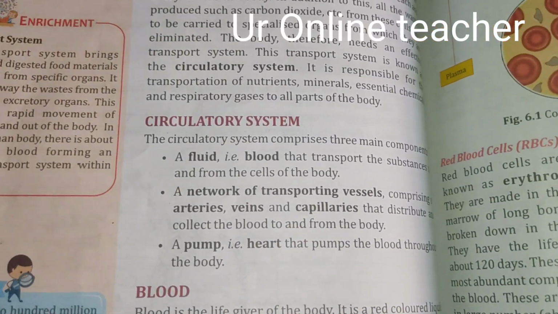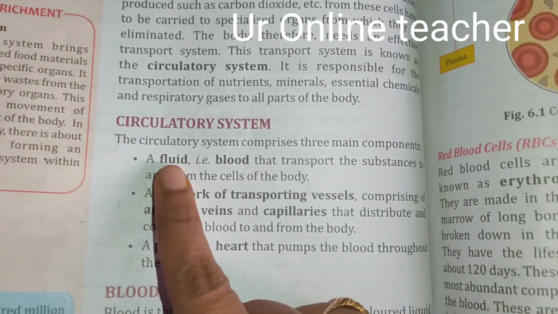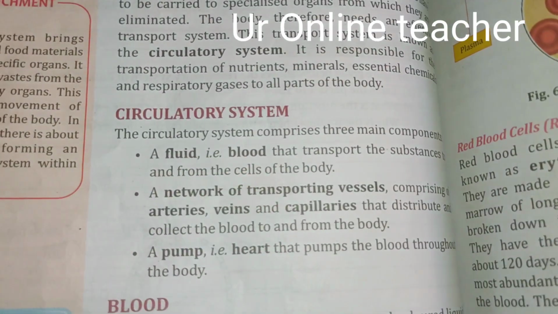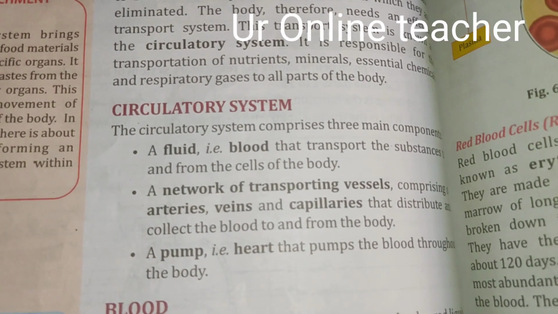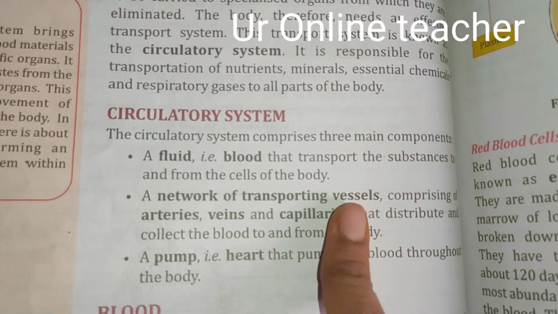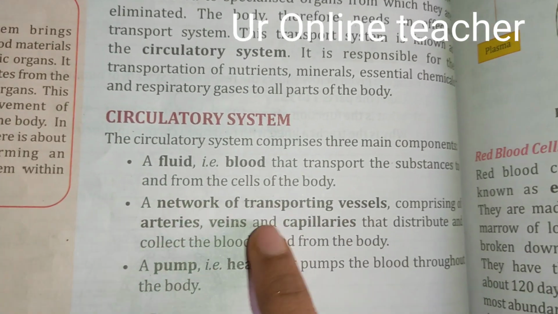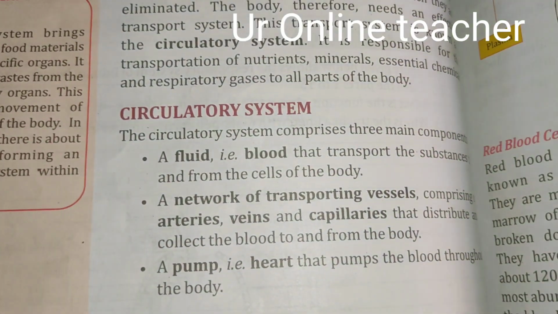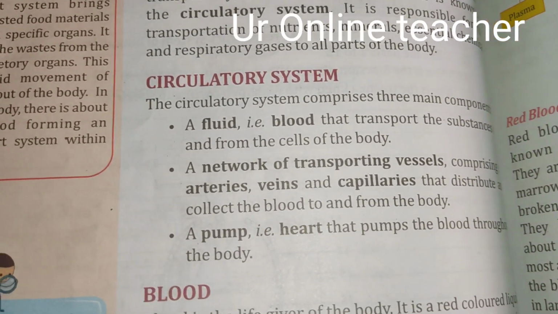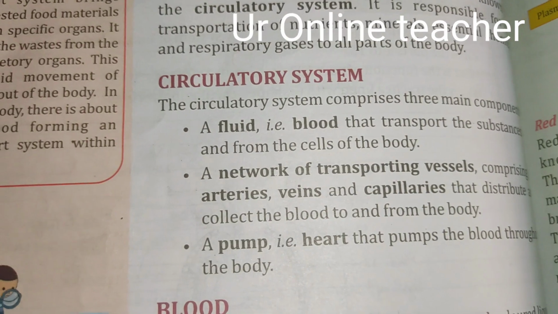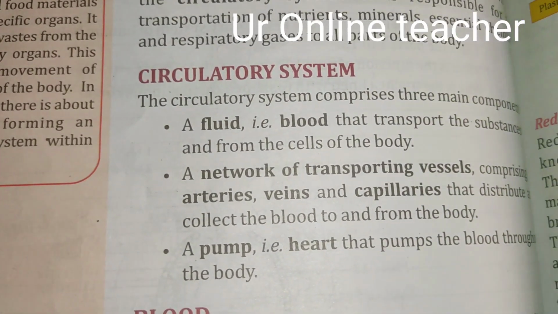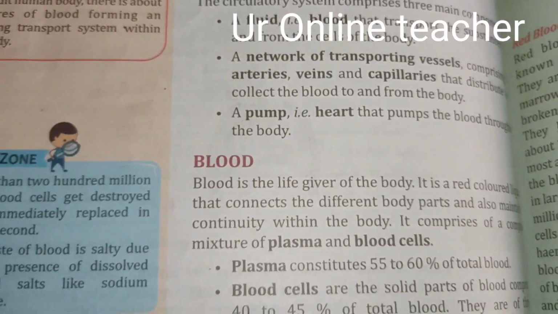In the circulatory system, three main components are there. One, a fluid to transport, like blood. That blood will transport the substances to and from the cells of the body. Then a network of transporting vessels. These vessels act like tubes, like arteries, veins and capillaries, that are distributed throughout the body, and they collect the blood to and from the body. Next, a pump is needed to pump the blood. So the heart will pump the blood throughout the body.